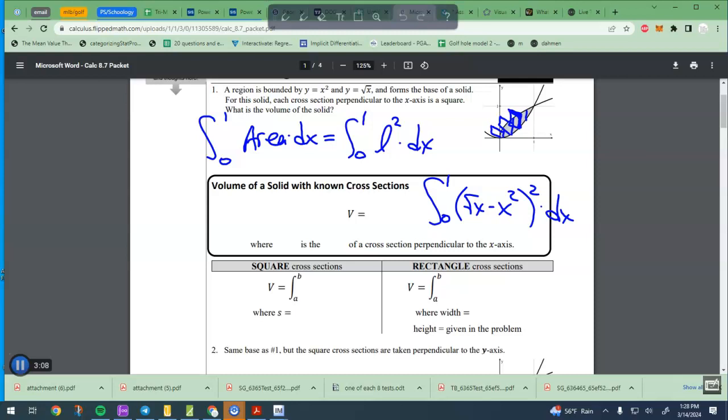X squared is a parabola, right? So x squared goes like that. If you take a number between 0 and 1, say 0.5, and you square it, it gets smaller. 0.5 times 0.5 is 0.25. You square root it, it gets bigger, so that's why the square root is like that. Okay, let's take a look at 2.